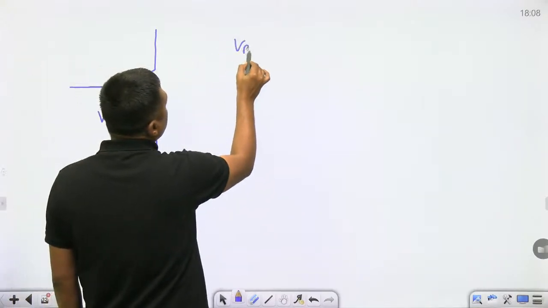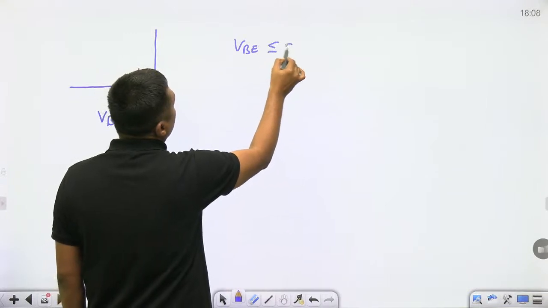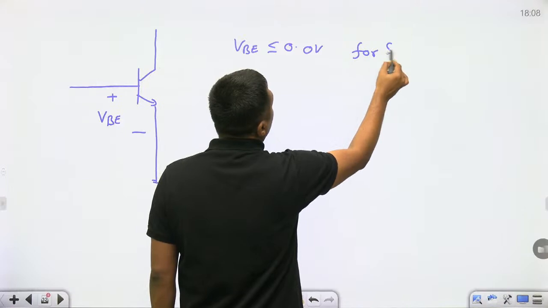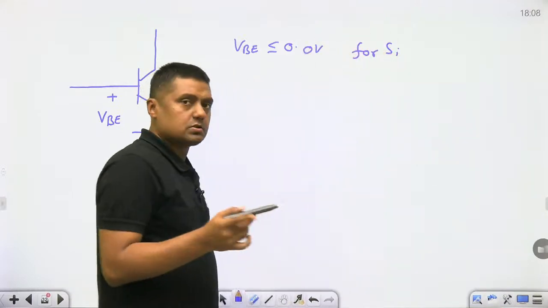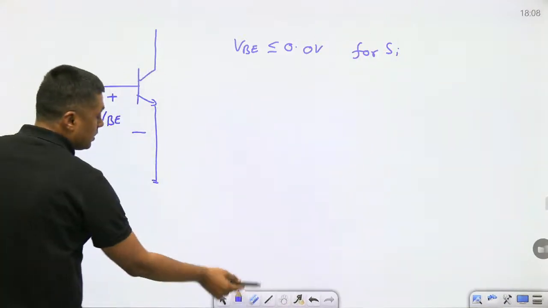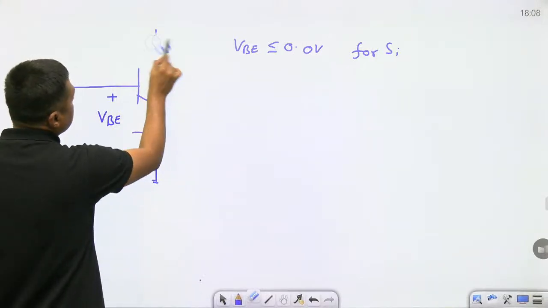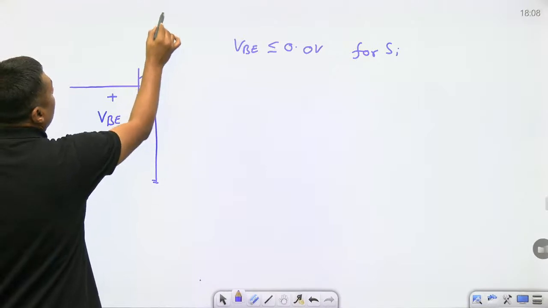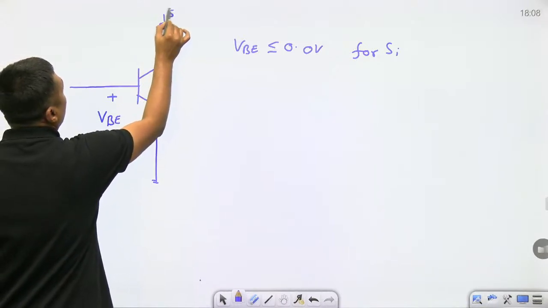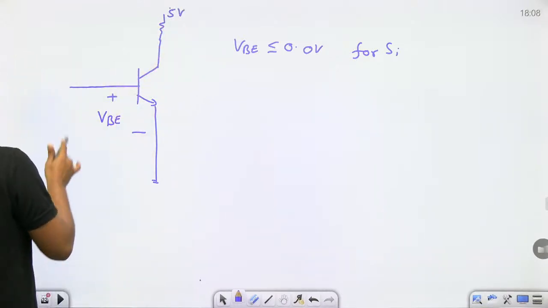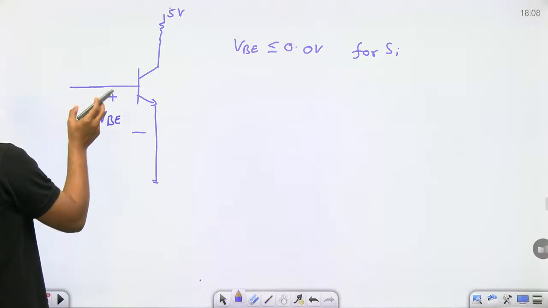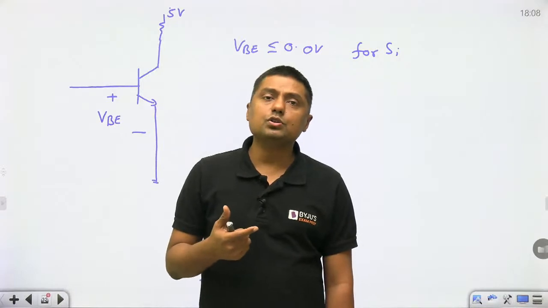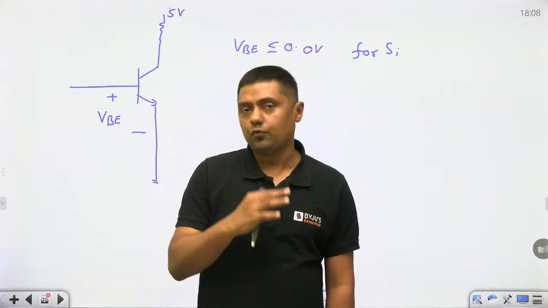VBE for a BJT, for silicon, should be less than or equal to 0.0 volt, and the collector junction should be reverse biased. Suppose it is given that a resistor is connected to the collector and 5 volt is connected, which means the collector junction is reverse biased. You have to check that VB is less than or equal to 0.0 volt. If it is, then we can say it is in cutoff.